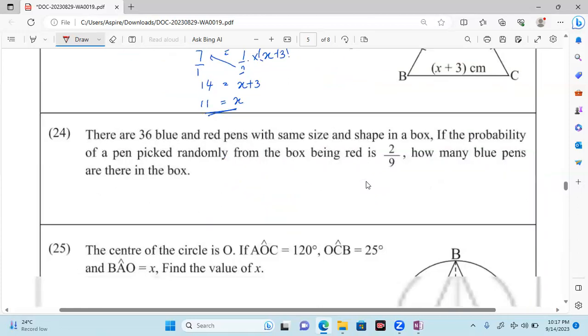24th one. There are 36 blue and red pens of the same size and shape in a box. If the probability of a pen picked randomly from the box being red is 2 upon 9, how many blue pens are there in the box?